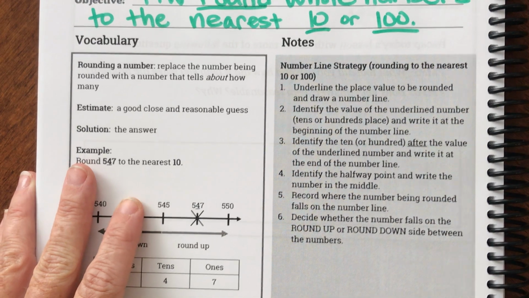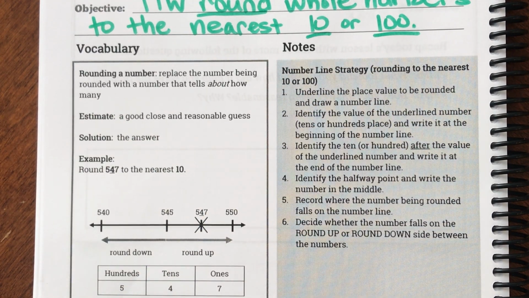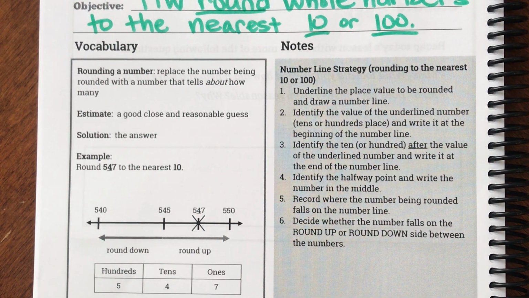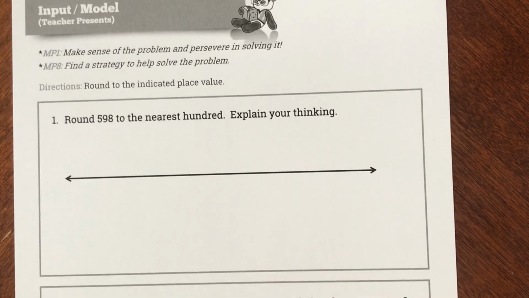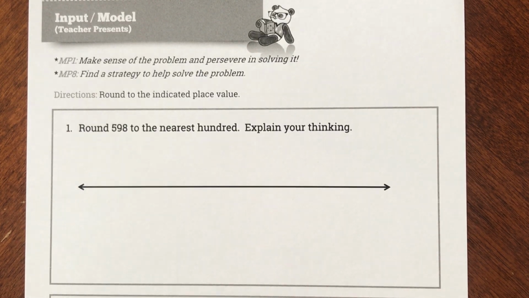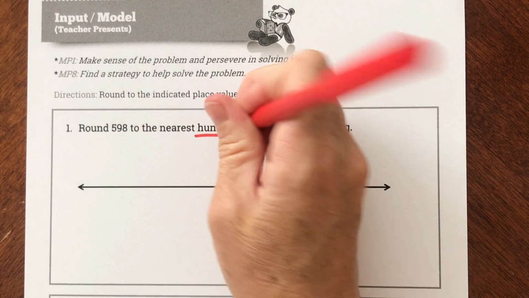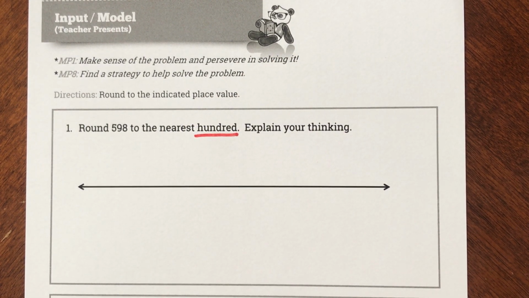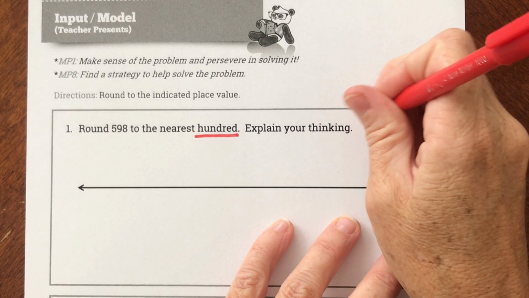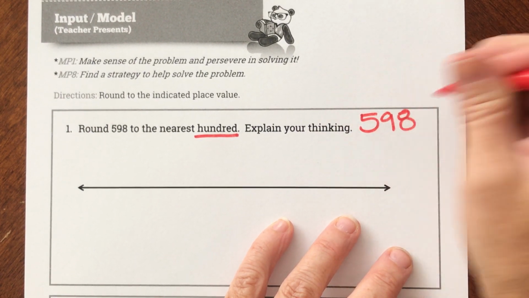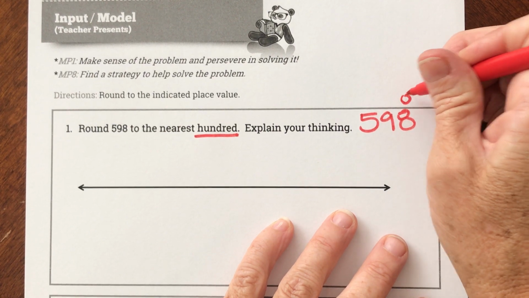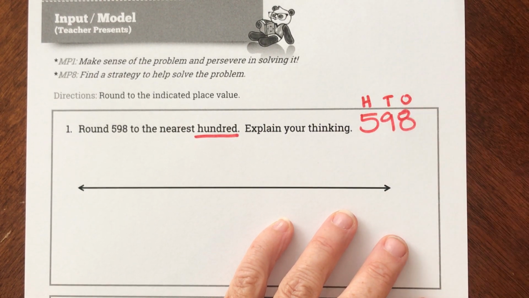Okay, our vocabulary and our steps are very much the same, so we're not going to worry about those, but you can refer back to these to help you if you'd like. Okay, but I'm going to get started on mine with my red pen. So here is my first problem, and my first problem says, round 598 to the nearest 100. Explain your thinking. Okay, so remember, I like to write my number again. And I'm going to write my place values in. That's my ones, my tens, and my hundreds.